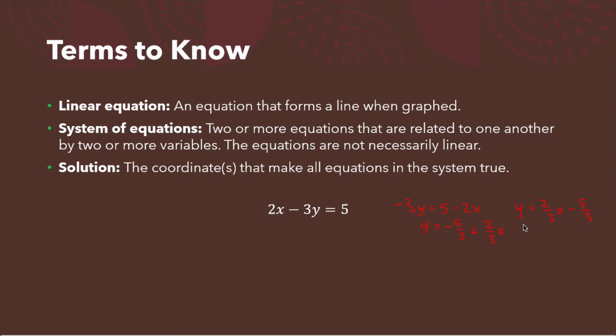Now, in this form, we can easily see that this equation has a slope of 2/3 and a y-intercept of 0, -5/3, which is why it's called slope-intercept form. But that's not the focus of today's video. What the focus is, is something like this. y is equal to 3x minus 1 and 2x minus 3y is equal to 5. Now that second equation is the same as the first one. I've just added another equation with it. So this is an example of a system of equations.